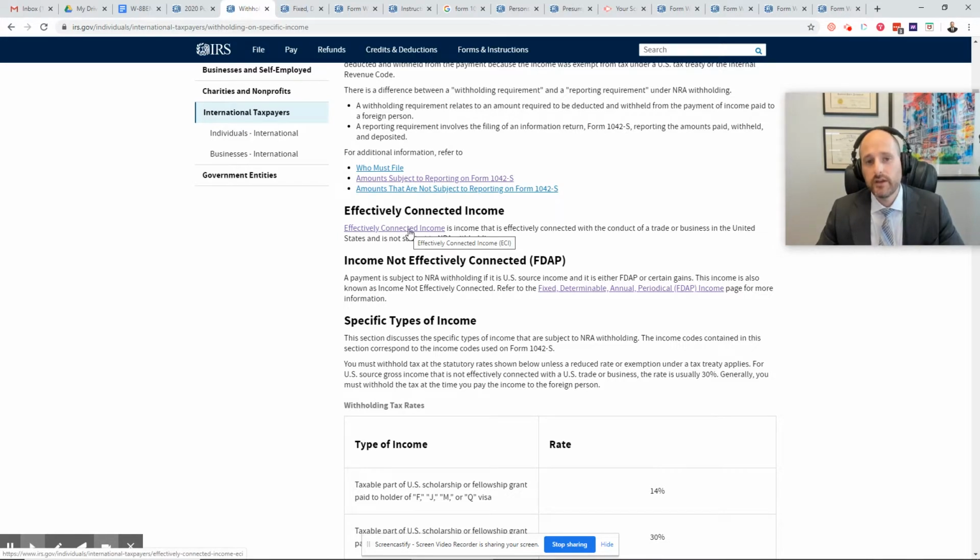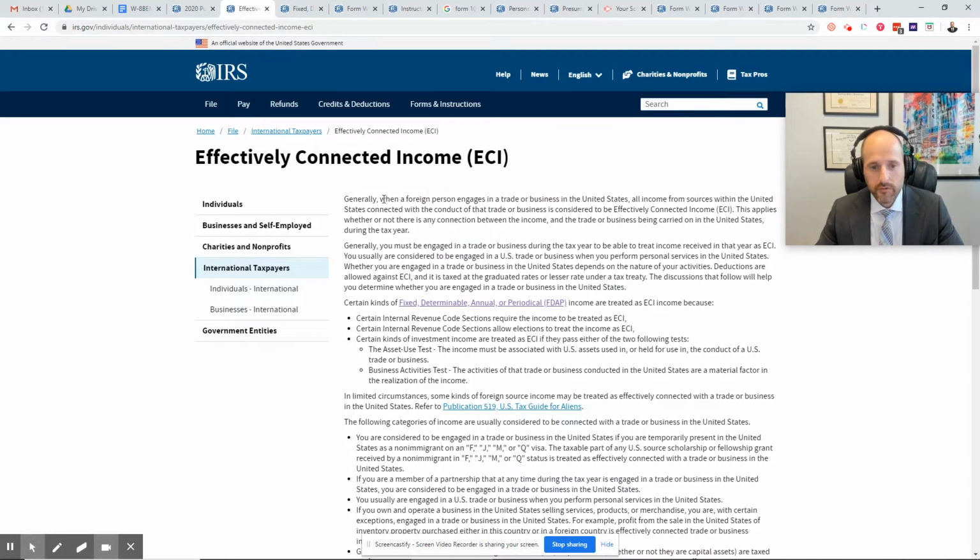This is very misleading. When they say effectively connected income, they mean, and let's go here, generally, when a foreign person engages in a trade or business in the United States, all income from sources within the United States is considered effectively connected income. And you basically have to pay tax on this income. So if you're doing business in the U.S., you have offices, you have employees, and you're paying tax in the U.S., you have effectively connected income.